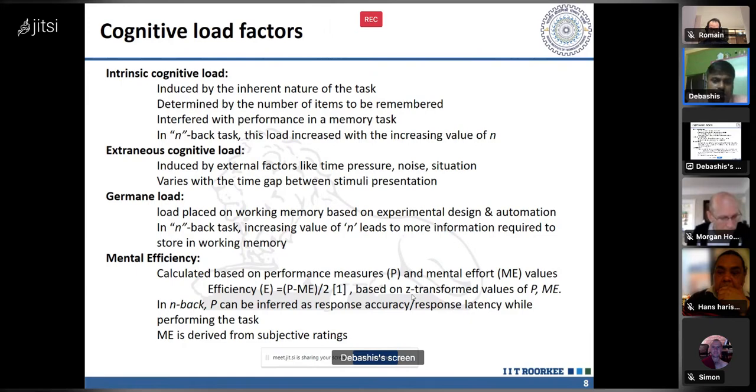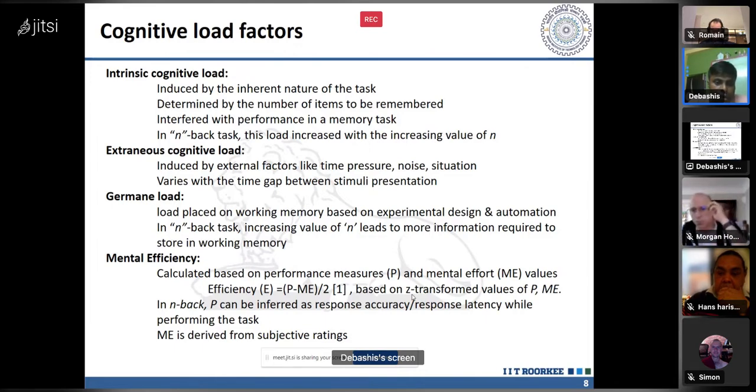And the third type of cognitive load is rarely used. Actually, it is mainly defined with the cognitive model because it is mainly related to the working memory capacity. How many stimuli can you store in one trial, or what is your response accuracy? Okay, so it is directly related to the working memory capacity of a human.